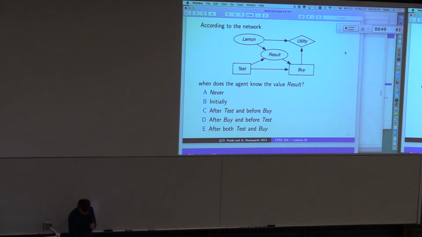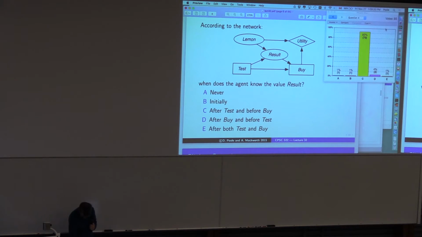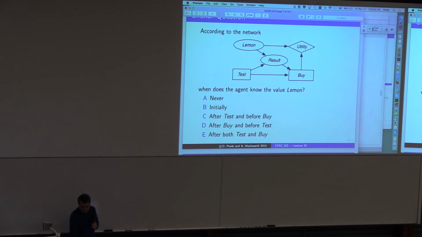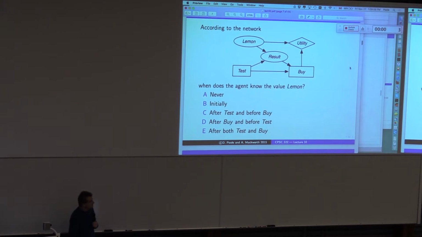All right, okay, anyone still need more time? 3, 2, 1, we'll stop. Right, so it learns the result after test and before buy. That's what this means. Any other questions about this? So that's what these arcs mean. Last question. Same question as before, except when does the agent know the value of lemon, according to this network?